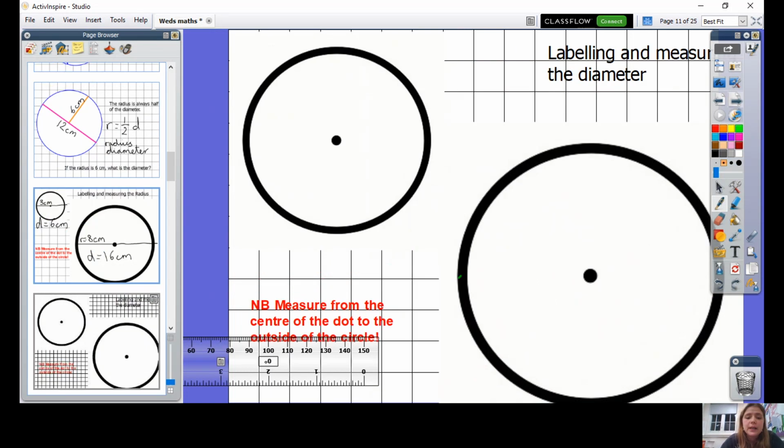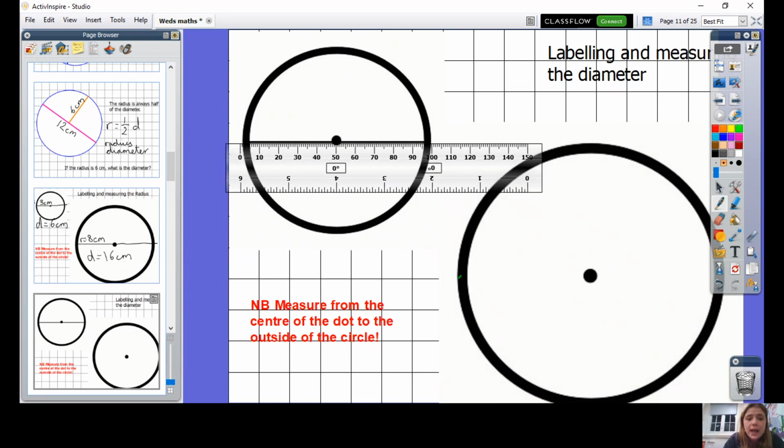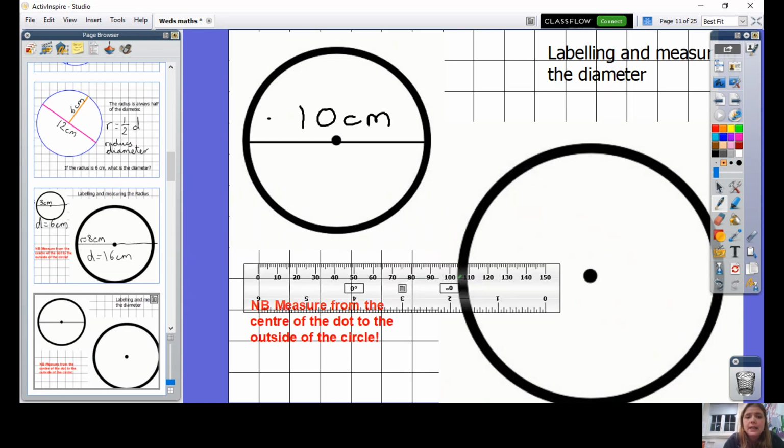If you're labelling and measuring the diameter, in a similar way, you need to get your ruler going through the center point, and then you draw your line from the circumference all the way through to the circumference on the other side. When measuring it, you get your ruler on the outside of the circle and you measure all the way through to the other side. That's 10 centimeters. If the diameter is 10 centimeters, the radius is half of that. Half of 10 is 5 centimeters.